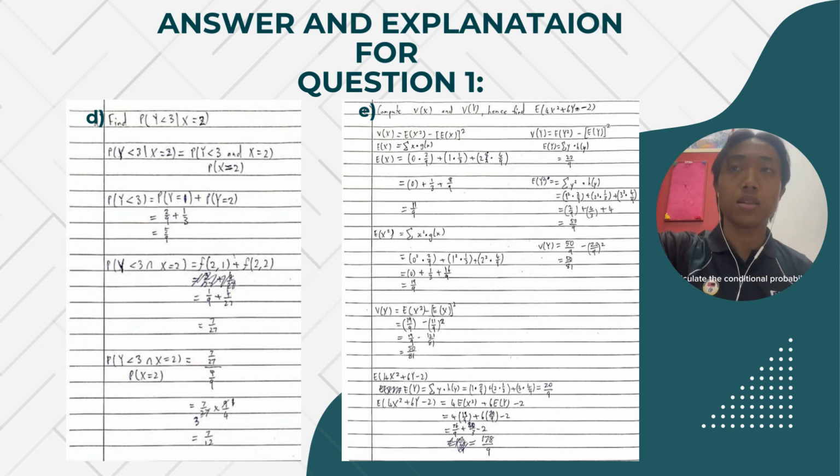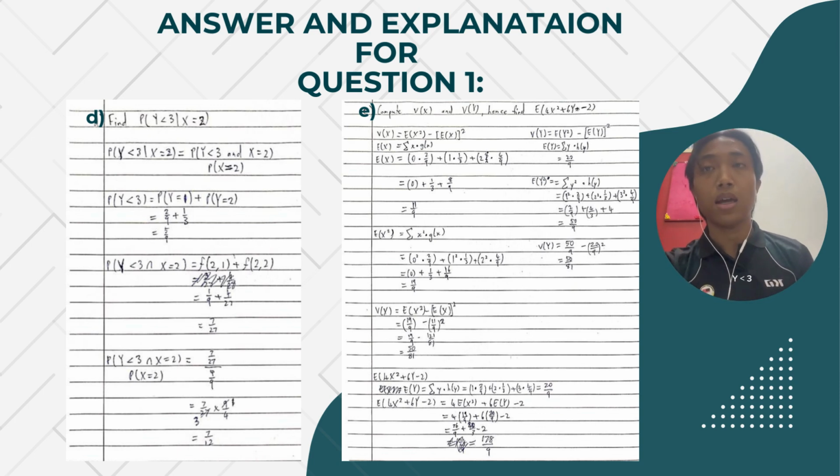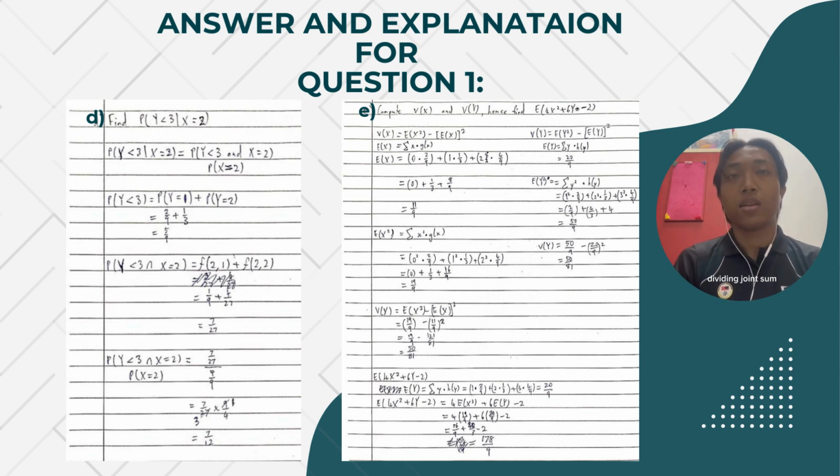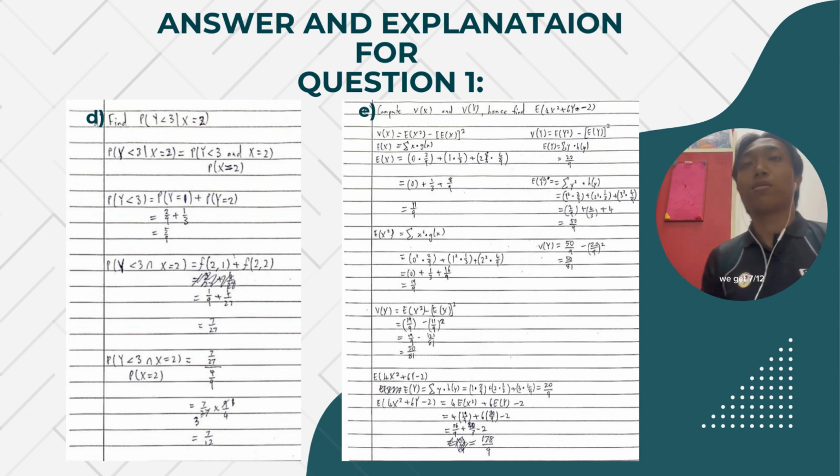Now, what if we know X is exactly 2? We calculate the conditional probability that Y is less than 3. We look only at the row where X equals 2 and sum the cases where Y is 1 or 2. Dividing the joint sum by the marginal probability of X equals 2, we get 7 over 12.